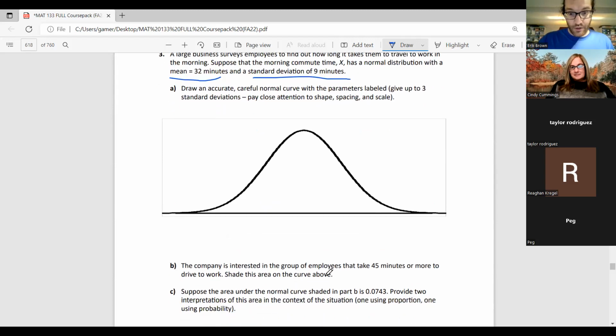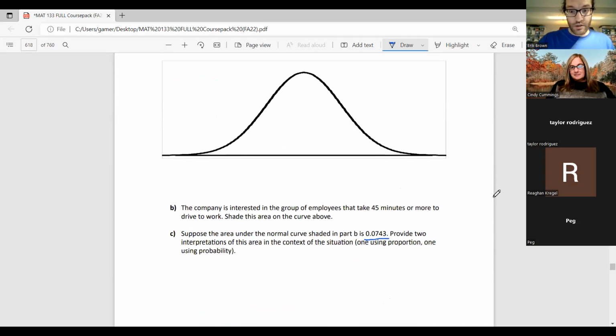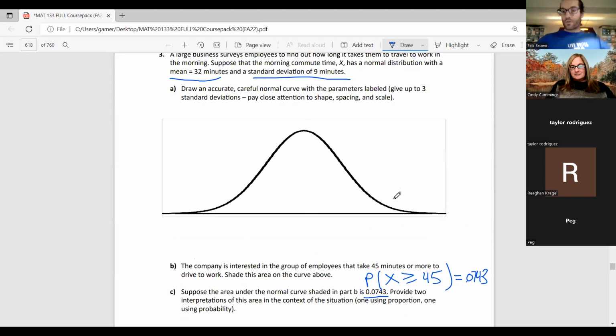I will write it here in symbols. Draw in this picture: it takes 45 or more minutes to drive to work. That's technically X is greater than or equal to 45 minutes. And you're told that this is equal to 0.0743. So I want you to draw the empirical rule on this, then plug this in here and do the thing that Cindy told you to do of how to interpret area. There's two of them.